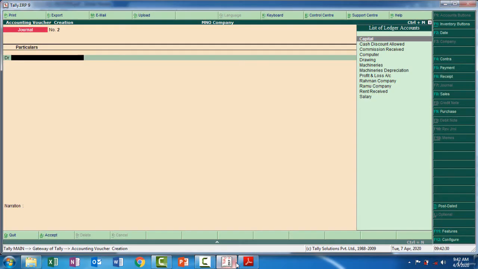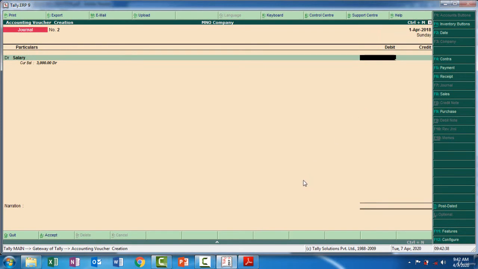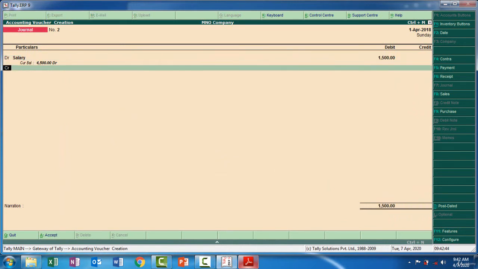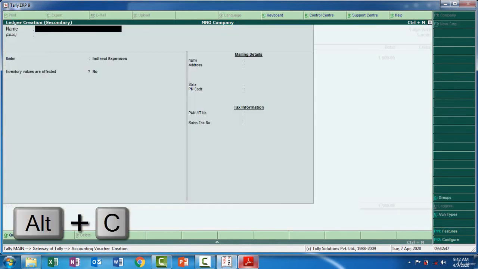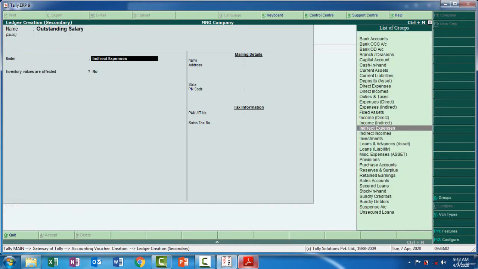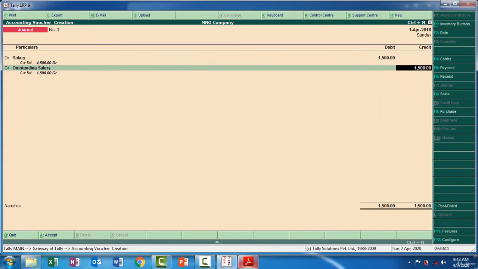So now we have to debit. What is the debit? Salary account. We have a salary account, so we have to choose the salary account. Salary account debit 1,500, but outstanding salary we don't have, we have to create it. So Alt plus C, outstanding salary. Outstanding salary is one of the current liabilities because we have to pay within 1 year. So current liability, yes. So 1,500.